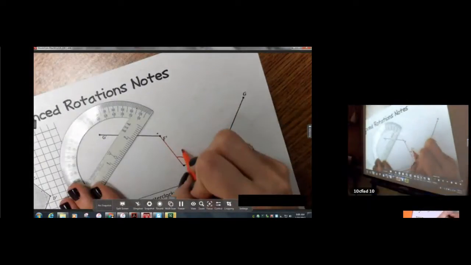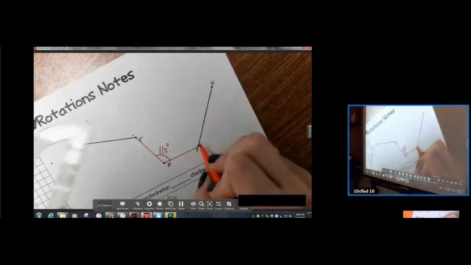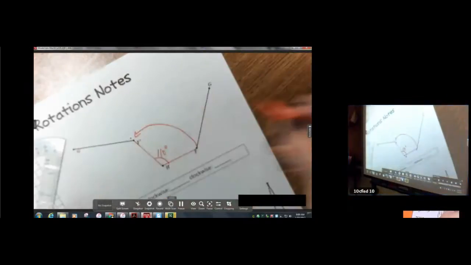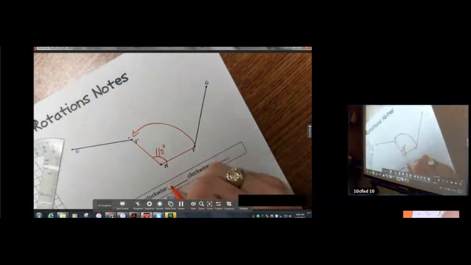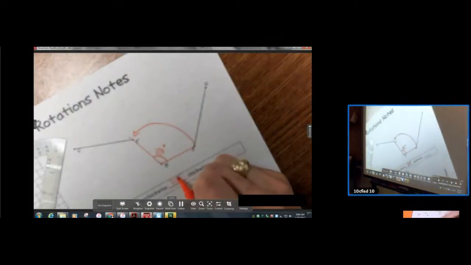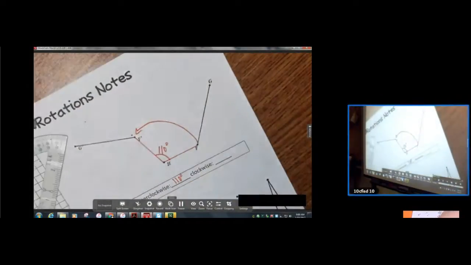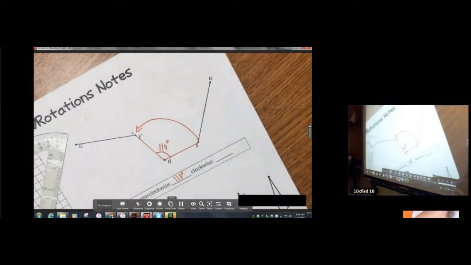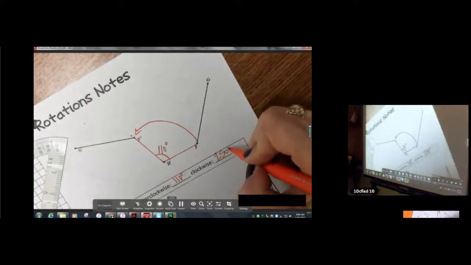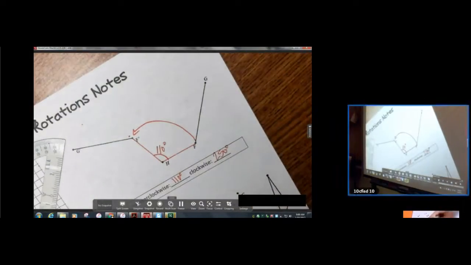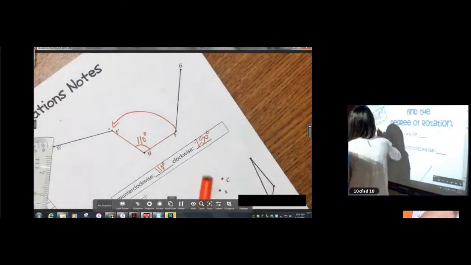If I'm traveling this way, that is against the hands of the clock. The hands of the clock do not move that way. So that is counterclockwise. So then our clockwise degrees would be, I bet you already typed it. Subtract from 360, clockwise. Okay, next example.